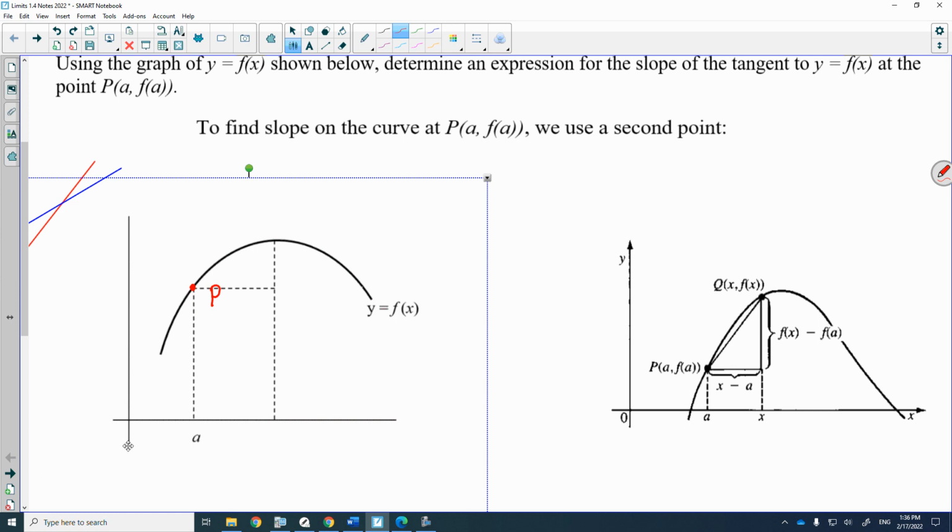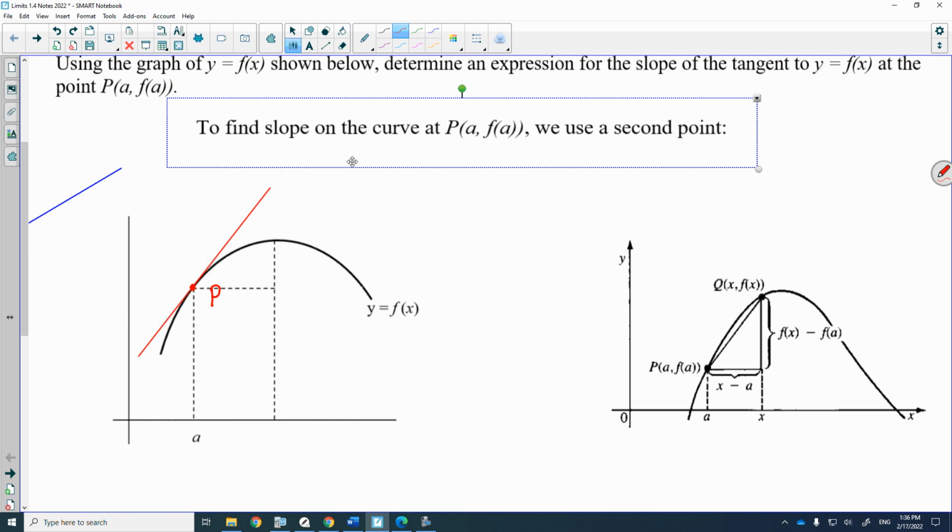The slope at that point, if I draw a line through it, what I've just drawn is the tangent line going through point P. So I'm just going to call this the tangent line. I need to say what the coordinates of point P are. So the x coordinate would be A, and the y coordinate would be over here, and that would be f of A. So point P is at A, comma, f of A.